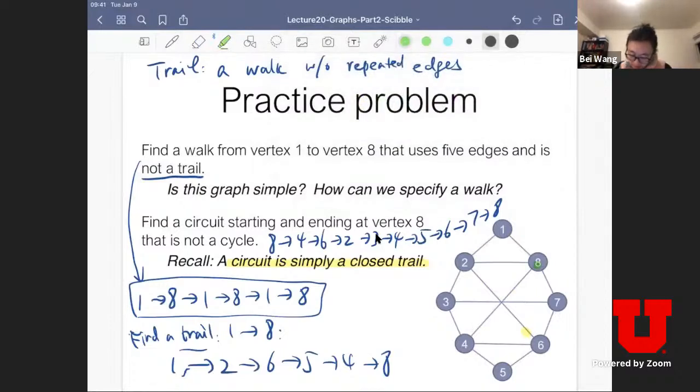Start from 8, it goes to 4, then it goes to 6, then it goes to 2, then it goes to 3, and 4, and 5 and 6 and 7 and 8. As I'm highlighting all the edges we go through in the circuit, you notice that we're not repeating any edges, but we can repeat some vertices, and it's closed. So that is your solution here.